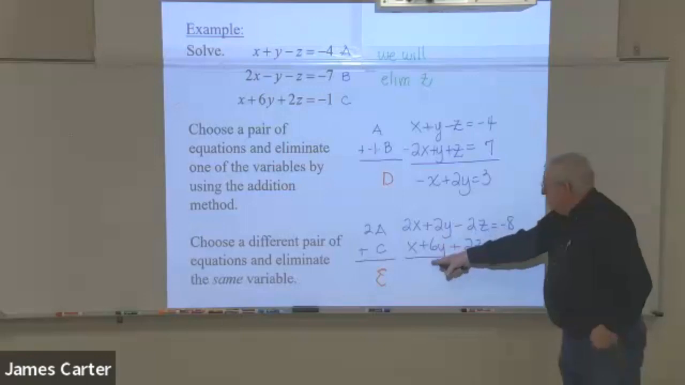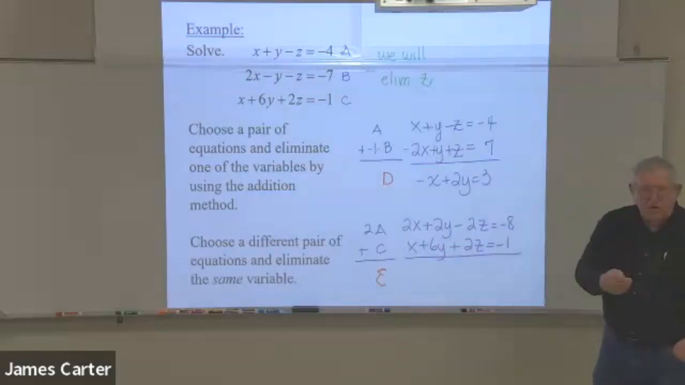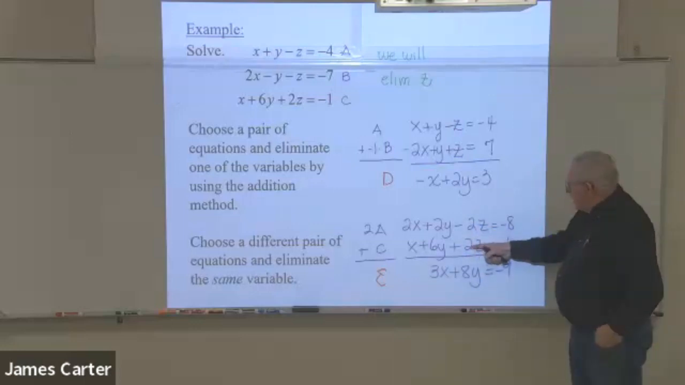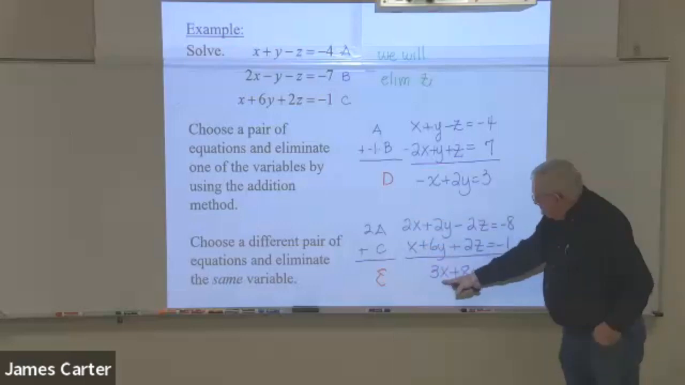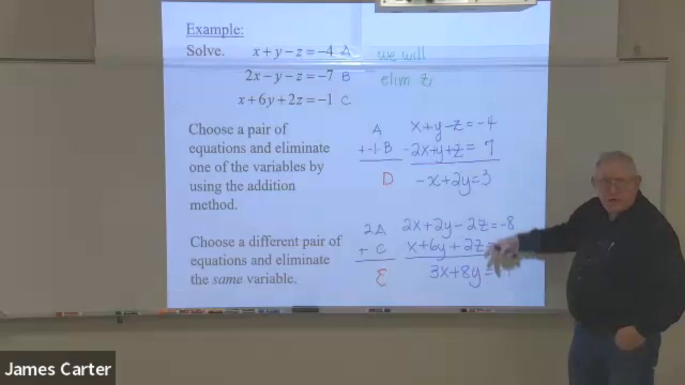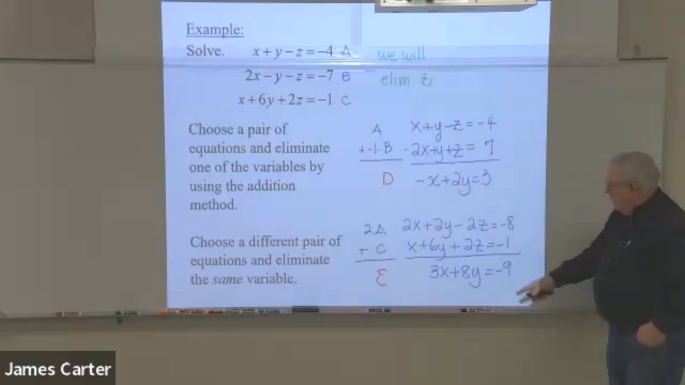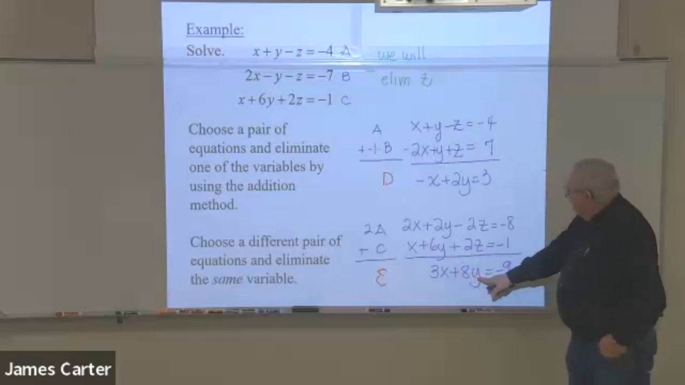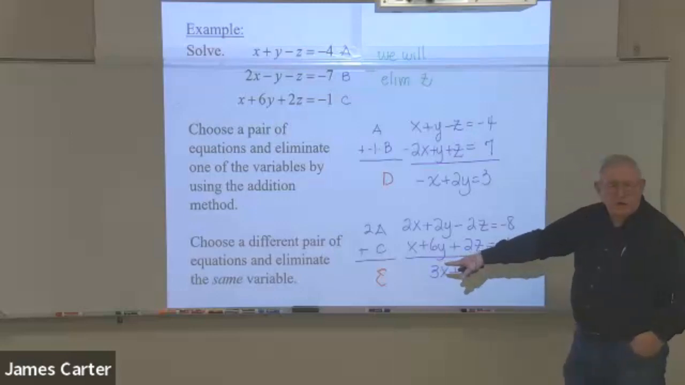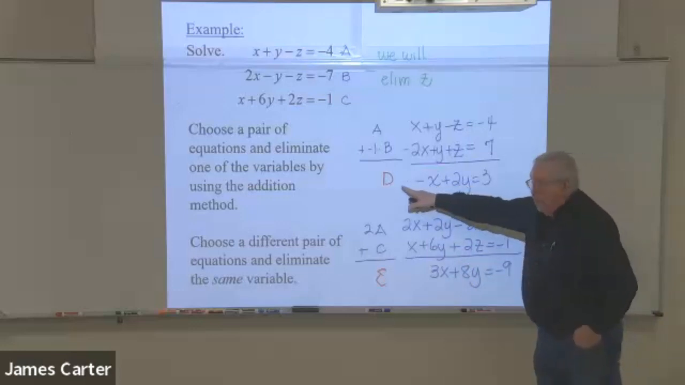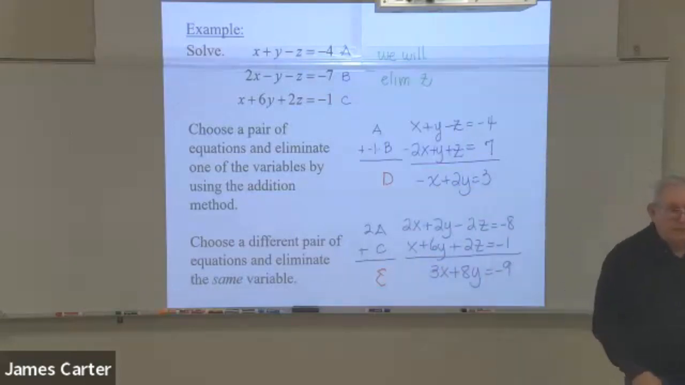Because when I add these two together, my answer is going to be a new equation. Like that. Here I have these opposite z's, so they go away. So I have the sum of the x's, the sum of the y's, the sum of the numbers, just like I did up here. And so I get this equation in x's and y's. I'm calling equation E. This equation in x's and y's, I called equation D.